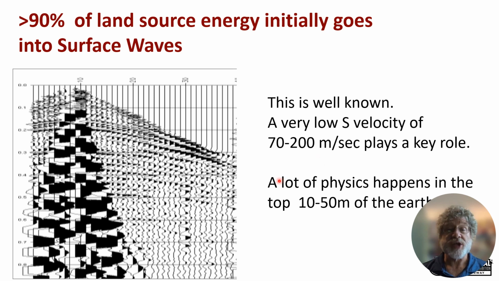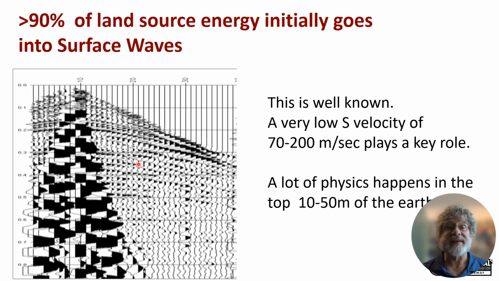And that means a lot of physics happens in the top 10 to 50 meters of the Earth. But the net result, as you can see here, is these surface waves are incredibly strong, and here the traces are clipped by almost a factor of 10. I mean, this is dramatically stronger than the reflection energy here.